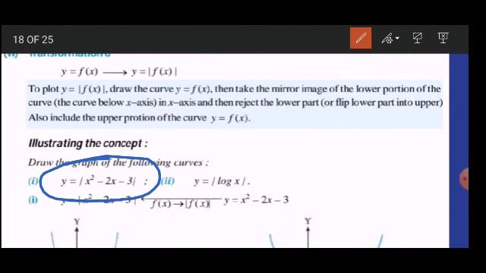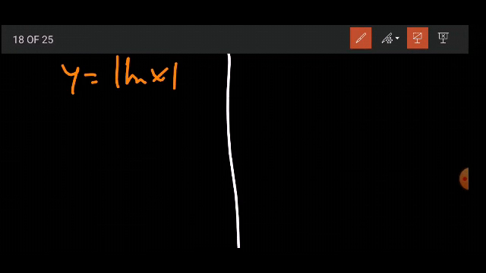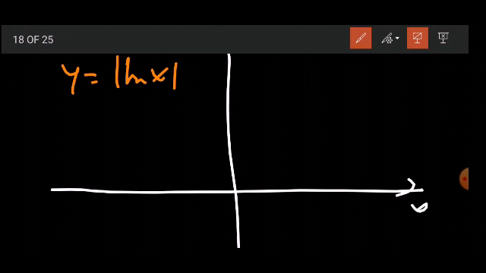Okay, let's take one more example. That is another illustration, y equal to mod of ln x. Then later on we'll discuss in detail. So we have to draw y equal to mod of ln x. First of all, what we have to go for? We have to go for y equal to ln x. What is y equal to ln x? That is simply the graph that comes like this way.